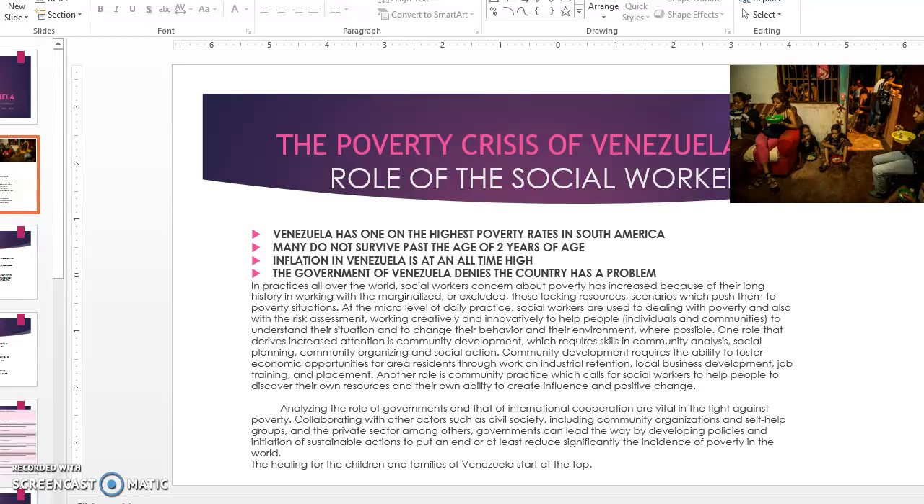Inflation is really at an all-time high in Venezuela, and the picture to the right depicts a family living off of basically water and a little bit of dough that they've gathered up to feed a family of a lot. Many people don't have anything to sustain themselves from day to day as the government continues to deny and turn a blind eye to the problem.